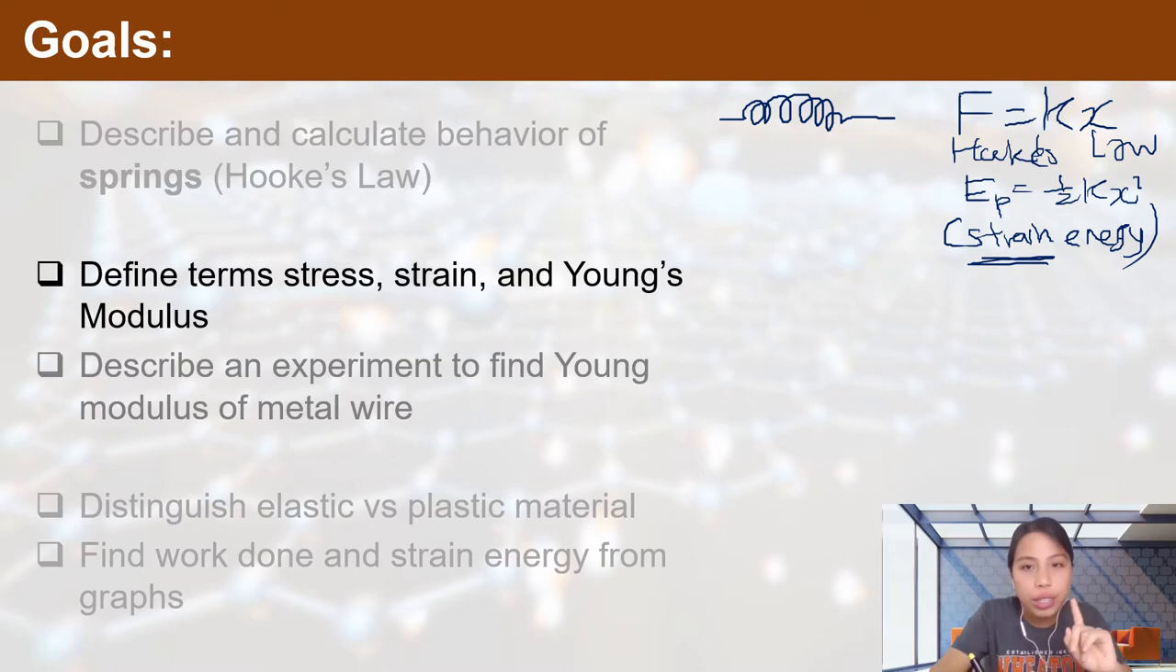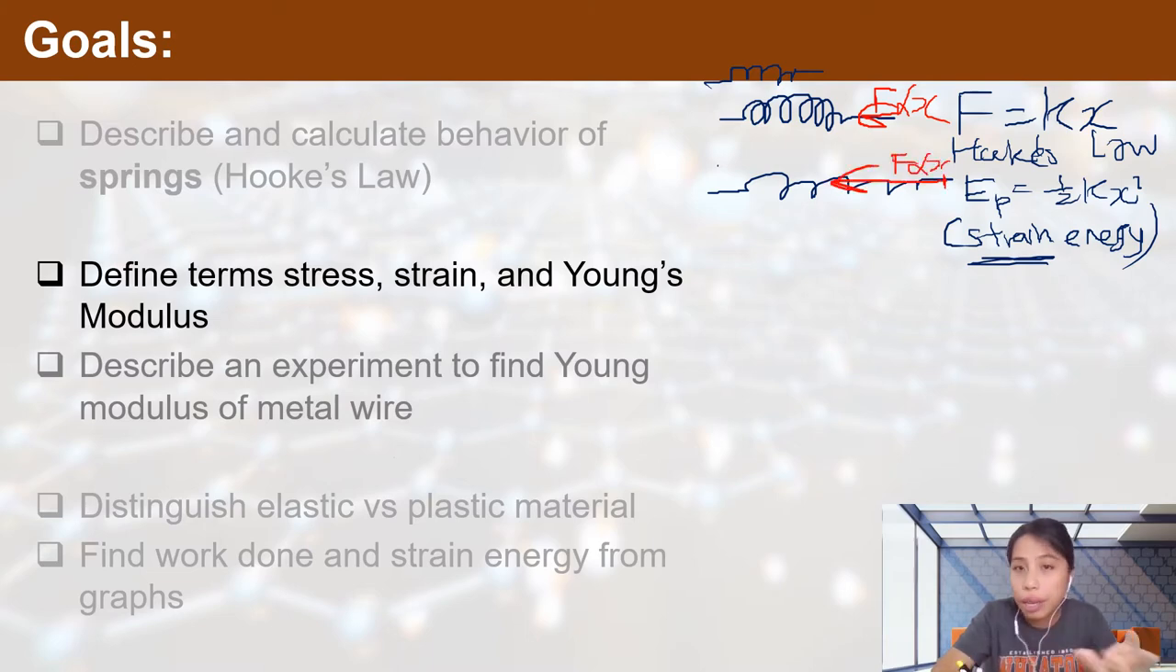Before I go into today's goals, I need to remind you that the restoring force of a spring, let's say this F, is not constant throughout. It depends on the extension. So maybe this spring is trying to go back to its original shape, which is short like this. And if you stretch it out really far, it's going to have a very big restoring force, because the bigger the extension, the bigger the force. So that's all about Hooke's law.